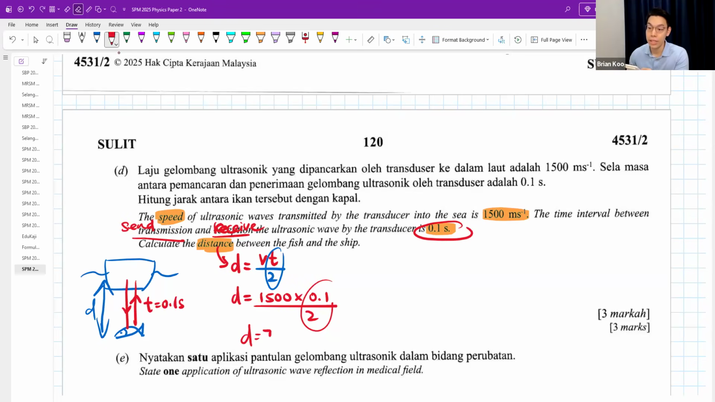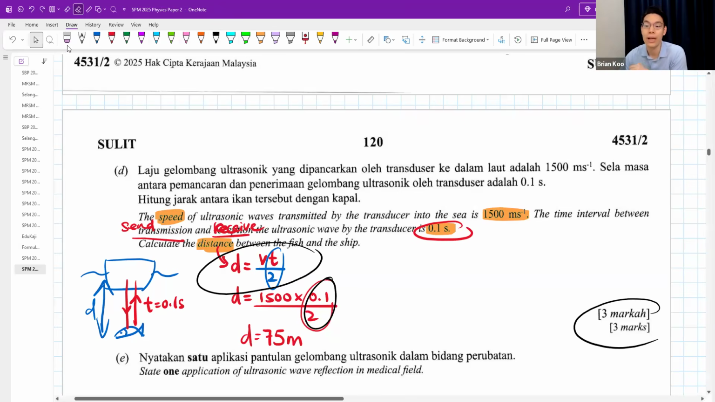Actually, they are quite generous with this one, it is 3 marks. Because this formula is not given. But if you think of it, it is just the distance or speed formula. Speed equals distance over time, and you just rearrange. Distance is speed times time. But the time you need to divide by 2. Knowing how to divide by 2 is why it is worth quite a lot of marks.